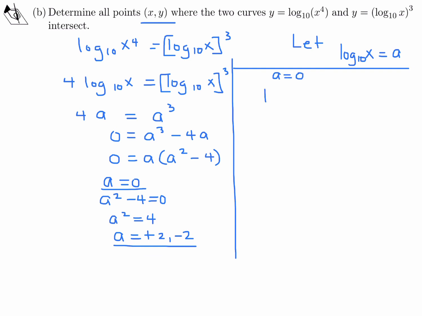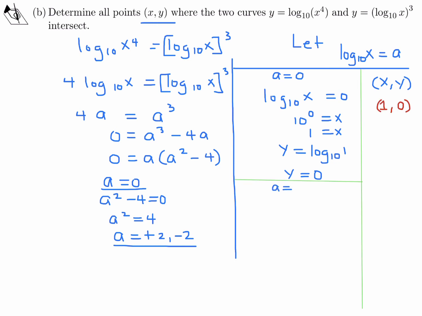If a is equal to 0, that means that the log of x to the base 10 is 0, and therefore 10 to the power of 0 is x, and therefore x is equal to 1. If x is 1, we can use any of these equations, either of those equations, to figure out y. If I just substituted in the first one, it becomes the log of 1 to base 10, and therefore y is equal to 0. So my first ordered pair, x, y, I'll just list them here, is 1, 0.